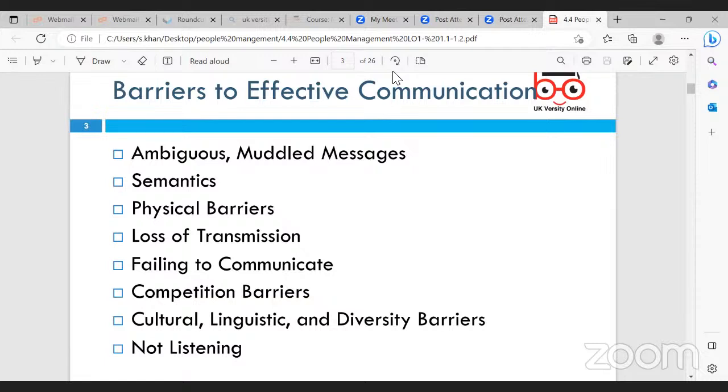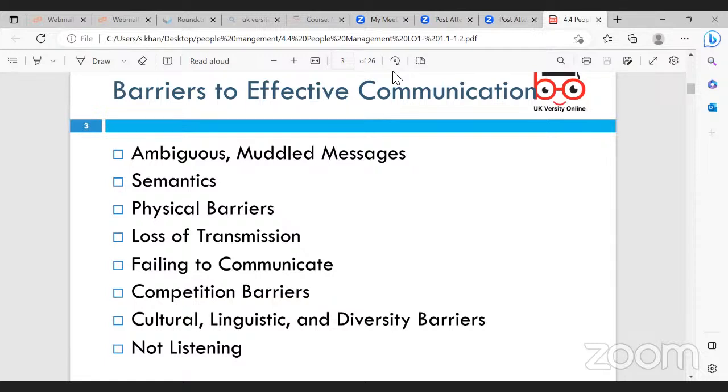Failing to communicate, and that's like communication barriers, failing to communicate with the other party or failing to understand what you've actually said, and competition barriers, trying to compete against other providers as well in regards to communication barriers.